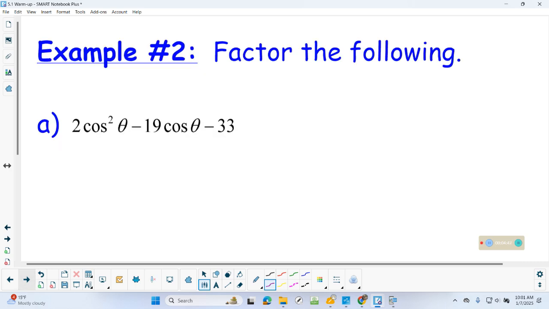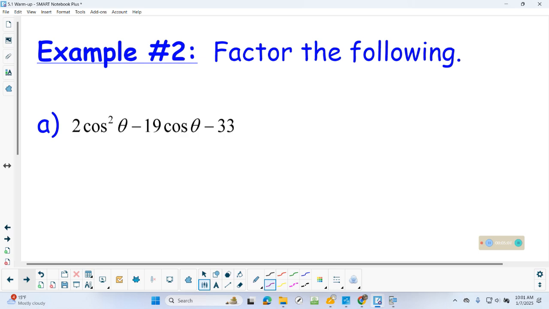All right. Other thing you're going to see a lot of this chapter is you're going to have to do some plain old boring factoring, but instead of these having x's in them, they're going to have the trig functions, like this one has cosine. Now, factoring rule is still the same. I always look for greatest common factor first. I don't have one, okay?